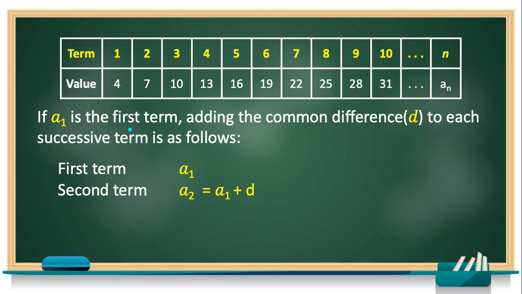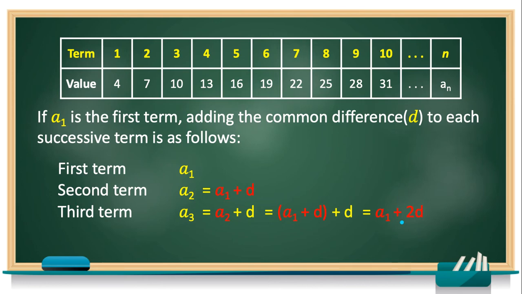Then for the third term, the a sub 3, we have a sub 2 plus d. Now let's break down a sub 2. And what is a sub 2 again? That is a sub 1 plus d. Then we just need to add another d. So in short, a sub 3 is equal to a sub 1 plus 2d. And it goes the same with the rest of the terms.